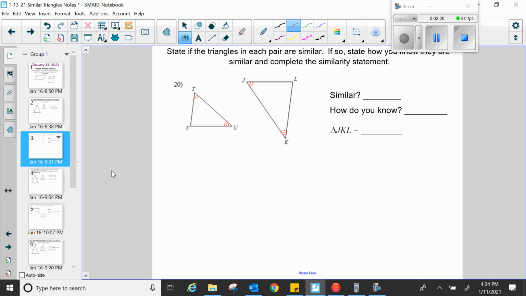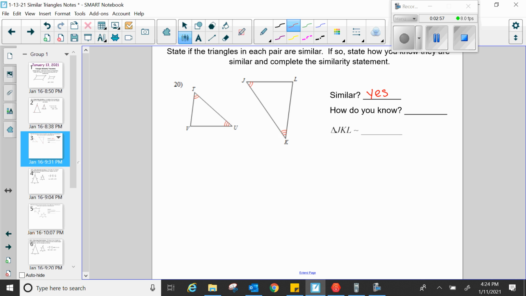So then here's an example using angle-angle similarity. Basically, it just says state if they're similar. If so, state how you know, and then do the similarity statement. So when I see these two triangles, I don't see any side lengths given to me, but I do see two angles in this triangle congruent to two angles in the other triangle. So therefore, I can go ahead and say that these are similar triangles. So where it says similar, I'm going to put yes. And then how do I know?